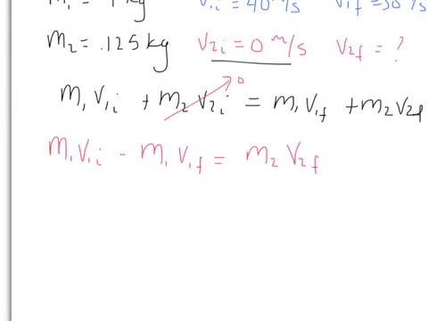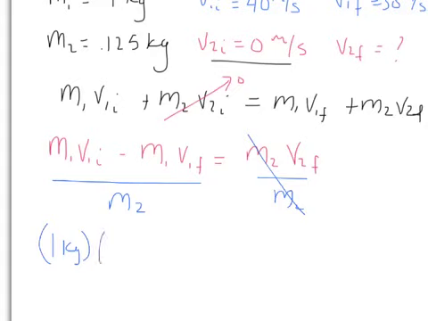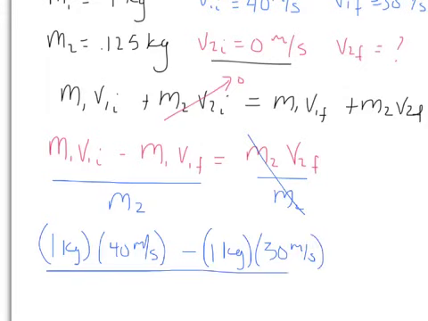Finally, at the last step, we need to divide by m2 on both sides, canceling here, leaving us with v2f on the right side, and the answer in generic form on the left side. Now we can plug in our givens here. We have a 1 kilogram mass times an initial velocity of 40 meters per second minus a 1 kilogram mass, still the stick, times a velocity of 30 meters per second, all over 0.125.